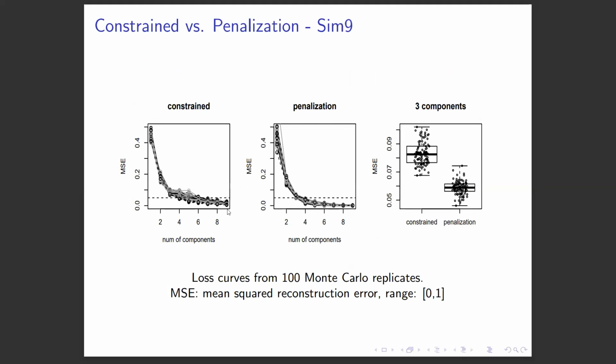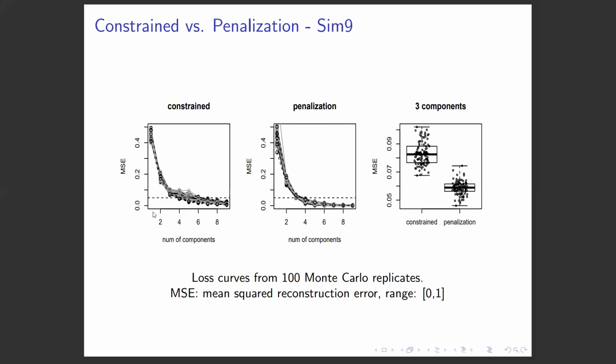The x-axis is the number of components we allow in a model: 1, 2, 3, 4, 5, up to 9. And there are 100 curves here, from 100 different Monte Carlo replicates. The y-axis is the mean squared reconstruction error. Because we standardize the input, when we have 0 components, this MSE is 1. When we have 9 components, it's 0. So the range is from 0 to 1, and it's very easy to interpret.